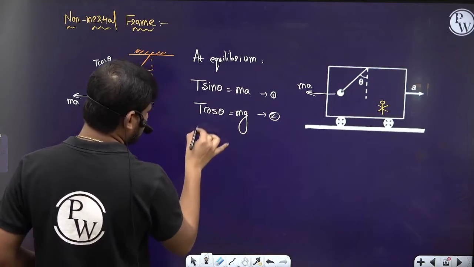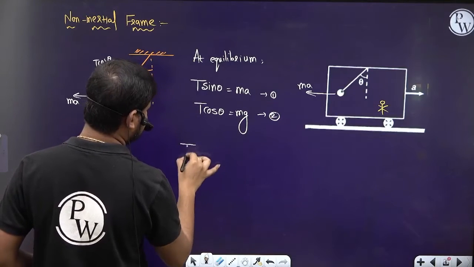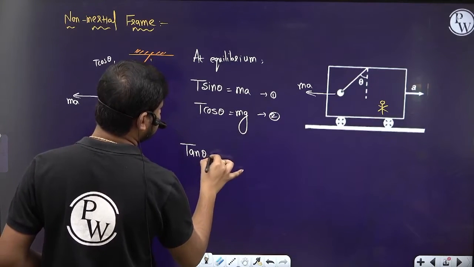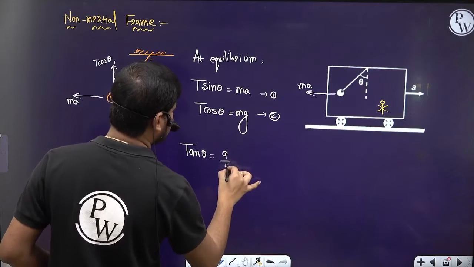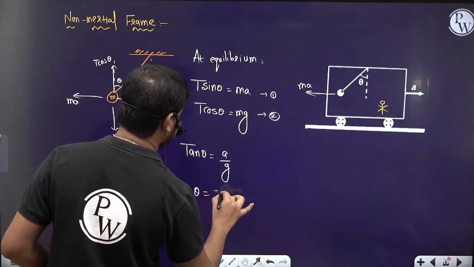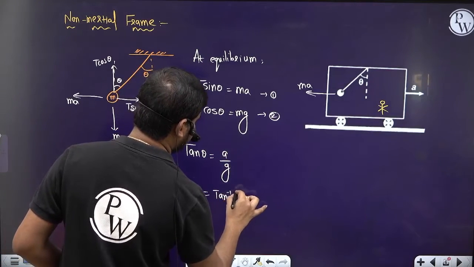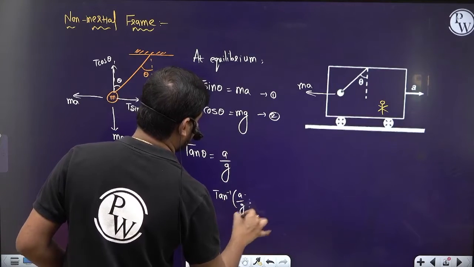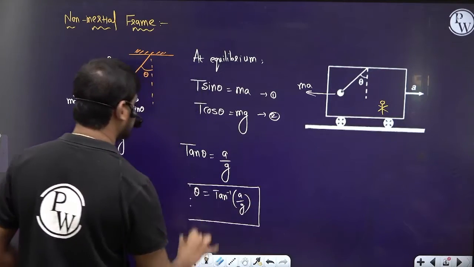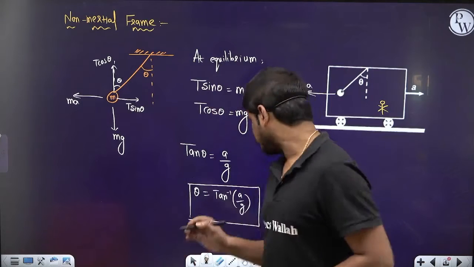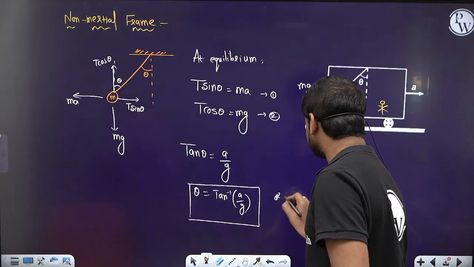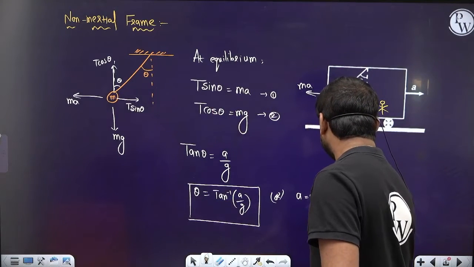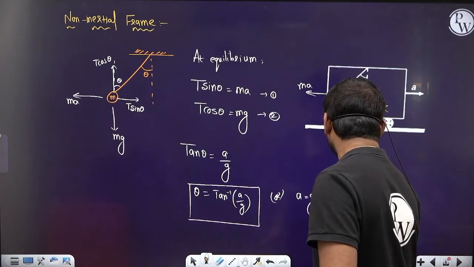Then divide these two. So sin theta by cos theta, which is tan theta, is equal to a by g. So theta is equal to tan inverse of a by g. Okay, clear this part everyone? Or you can also write the acceleration is equal to g tan theta. This is the standard result everyone should remember.